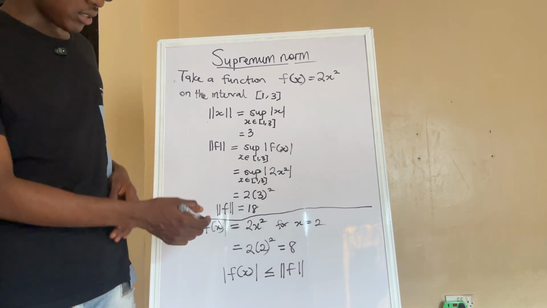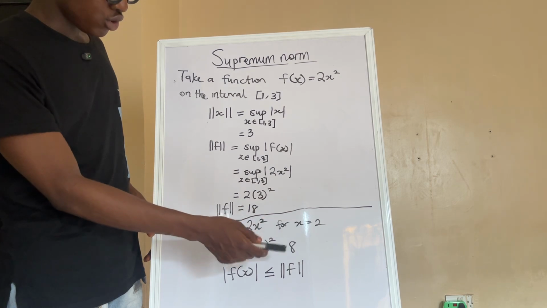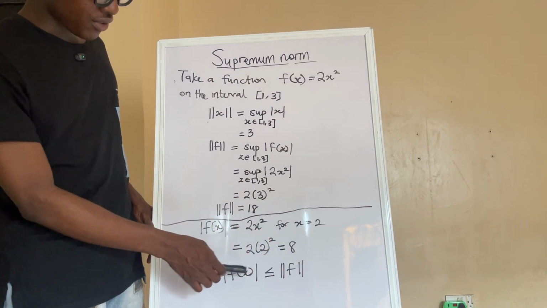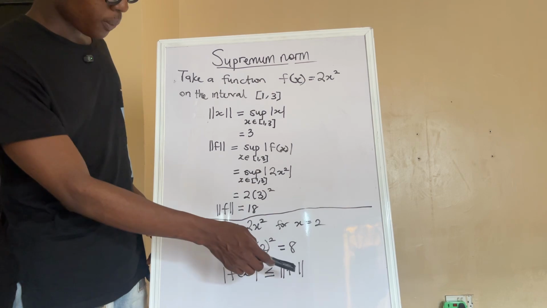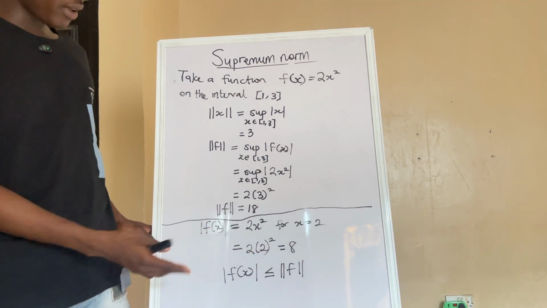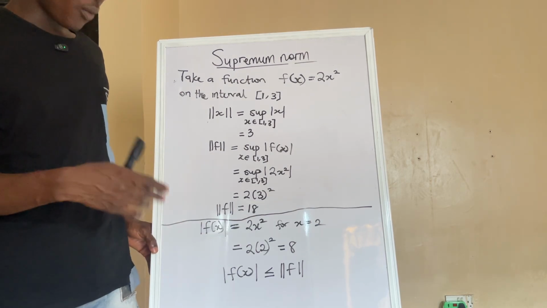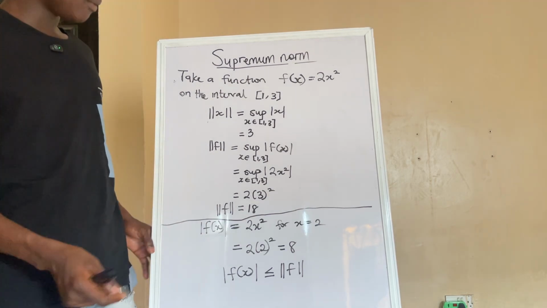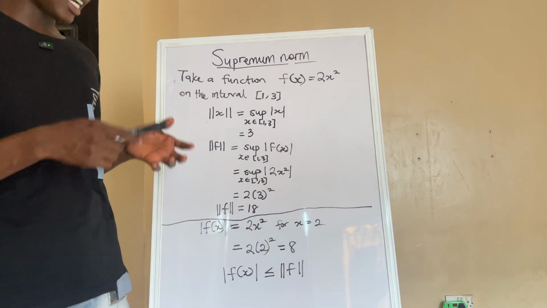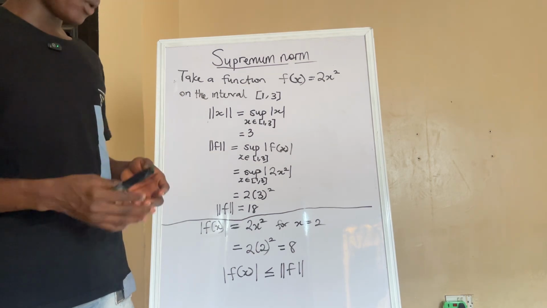That particular f of x would always be less than or equal to the supremum, which is the norm. That's why the absolute value of f of x is always less than or equal to the norm of f. Why is that true? Because the highest value of f of x that we can have is the supremum, but we can have other values that are lower. So a random f of x can either be the supremum or lower than the supremum.